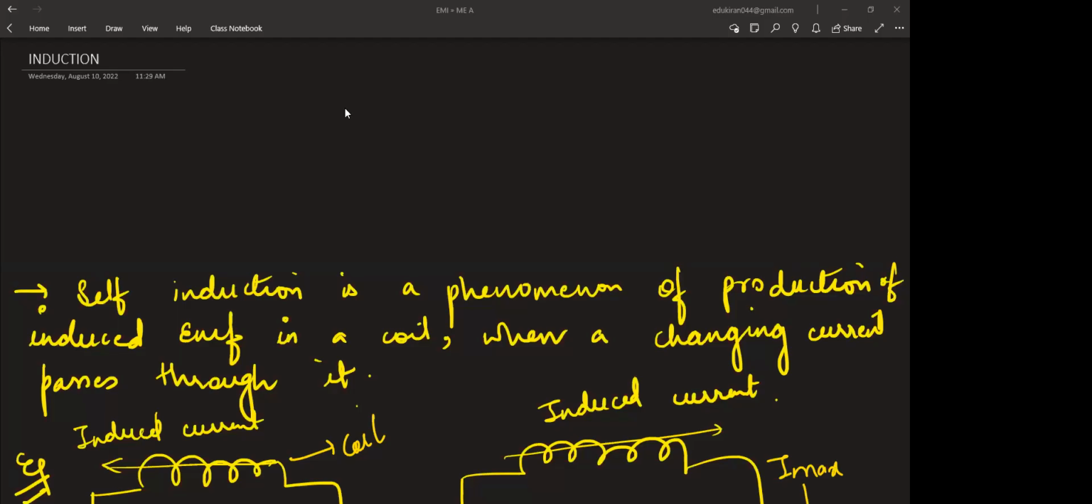Now, what is meant by this? This is understood through the concept of the circular coil. Let me just draw it. See, this is a circular coil. Okay. Now, suppose magnetic flux.